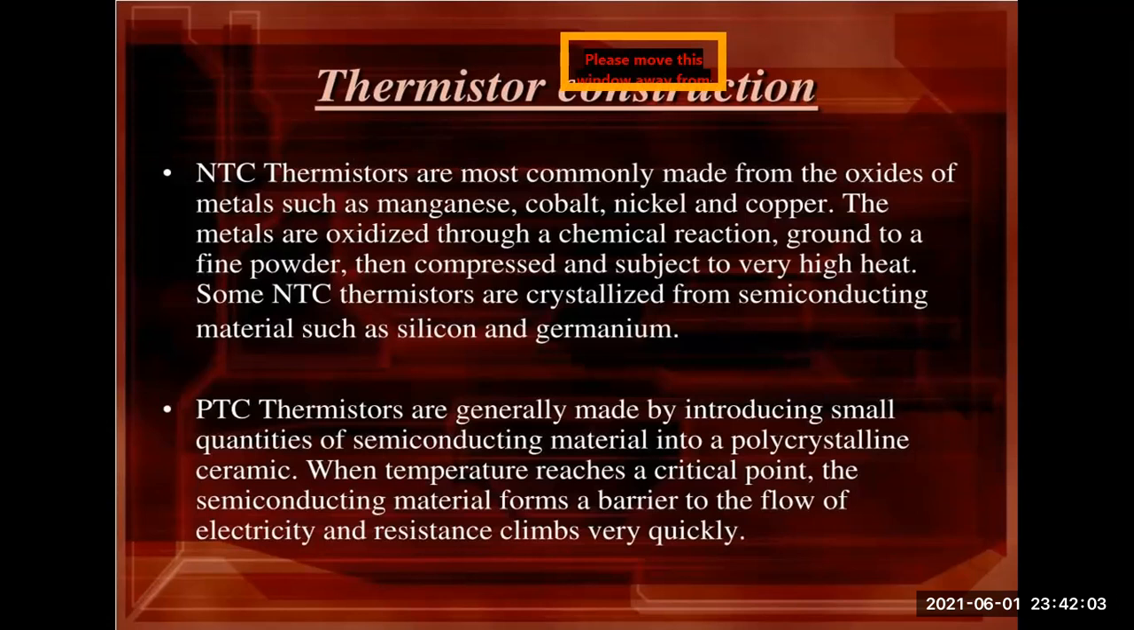The manufacturing part of thermistors can be easily understood if we start with negative temperature coefficient thermistors. They are commonly made up of oxides of metals, and these metals may be manganese, cobalt, nickel, and also copper, and so on, right? So negative temperature coefficient thermistors are commonly made of manganese oxide, cobalt oxide, nickel oxide, copper oxide, and so on.